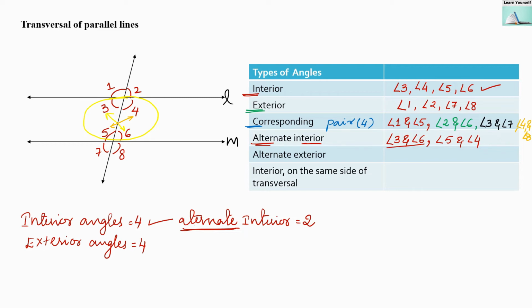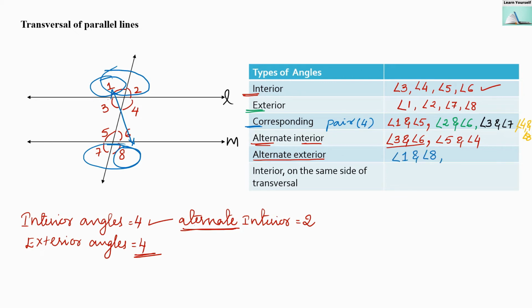In the same way, alternate exterior angles. We have four exterior angles here: angles 1, 2, 7 and 8. Now we have to find the alternate exterior angles. So it is going to be angle 1 and angle 8. They are alternate, as you can see, diagonally opposite to each other. So 1 and 8 is the first pair of alternate exterior angles.